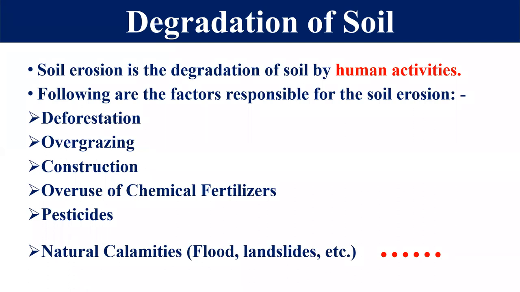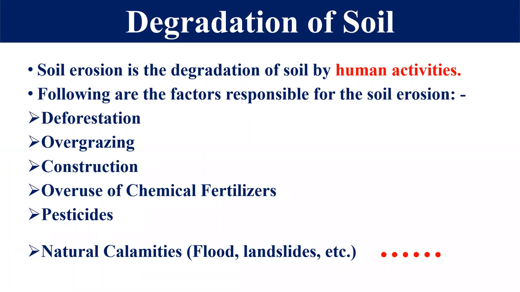Second thing, overgrazing. We have discussed overgrazing in Rajasthan and in Gujarat. These are the areas where overgrazing is the basic factor of soil erosion and soil degradation, right? Some construction activities also. Whenever we do construction activities, we require that particular area, so these construction activities are also responsible for soil erosion.